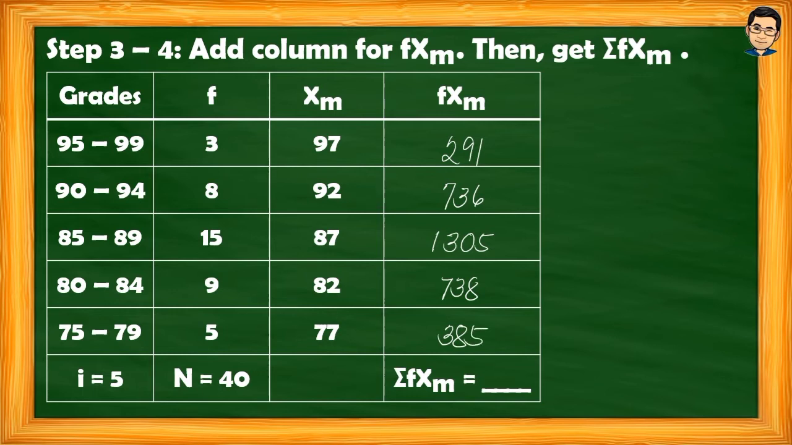And then, add natin yung mga nakuha nating product dyan para makuha natin yung summation. So, 291 plus 736 plus 1,305 plus 738 plus 385. So, the sum is 3,455. Magagamit po kasi natin yan kapag kinuha natin yung mean.